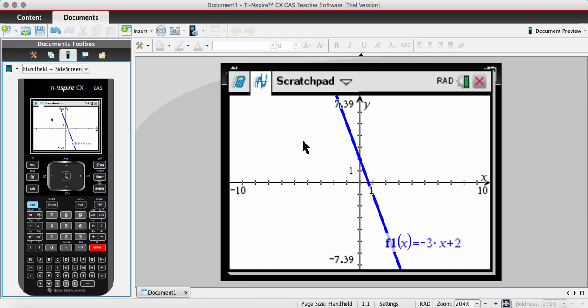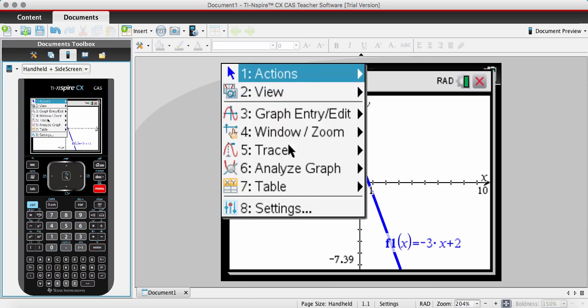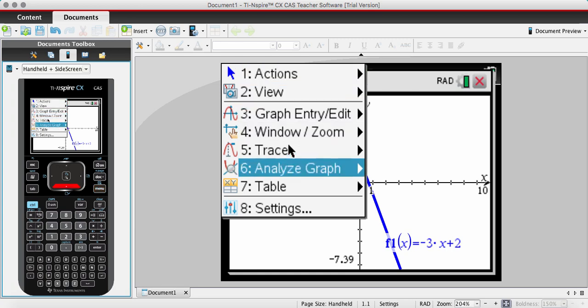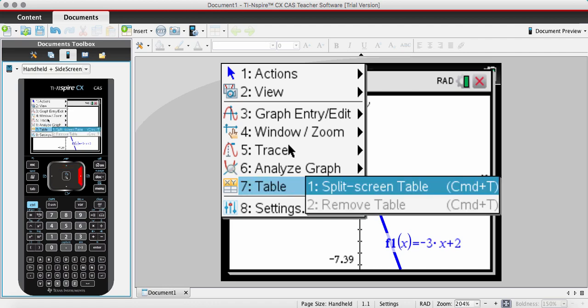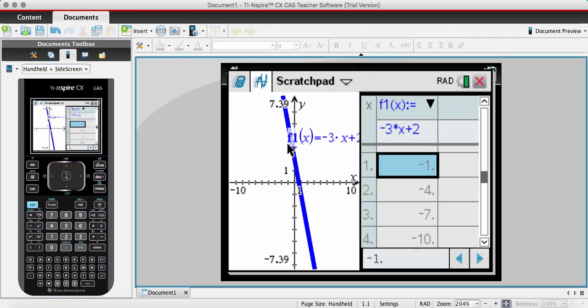Now, with this, because you put in a function, I want you to also know that you can see the input-output table, because you have to remember that just because you're doing a linear function, it also relates directly to an input-output table. It relates to your XY table. Those are the same thing, so I want you to see that. So go to menu and go to table and go to split screen table. So right here is your XY table.